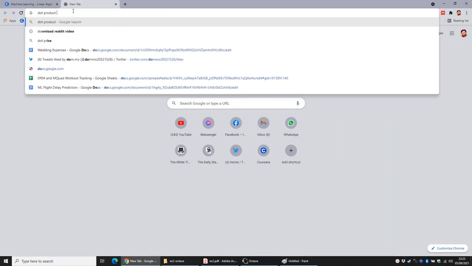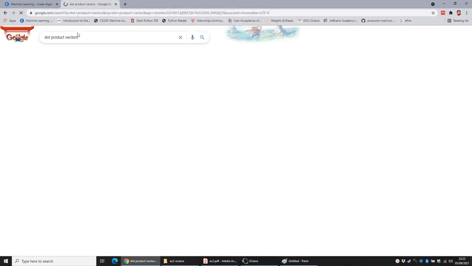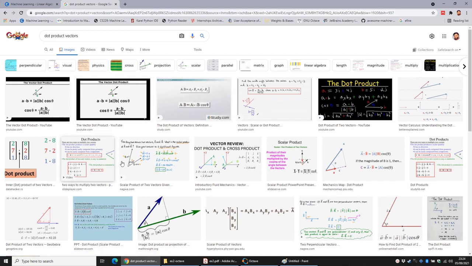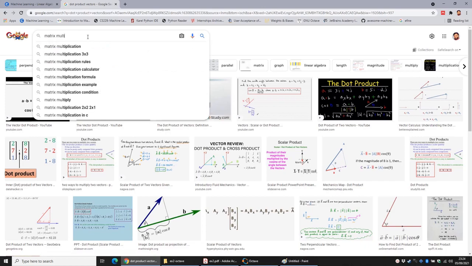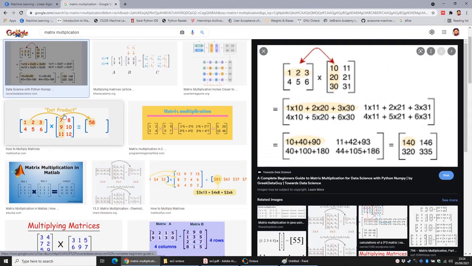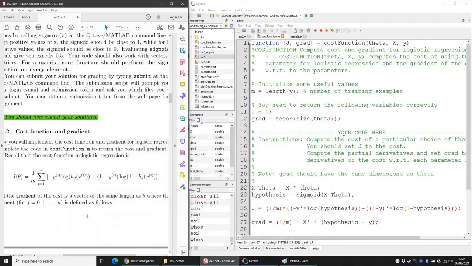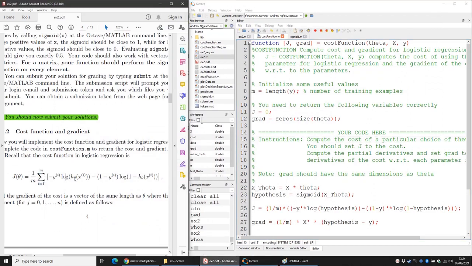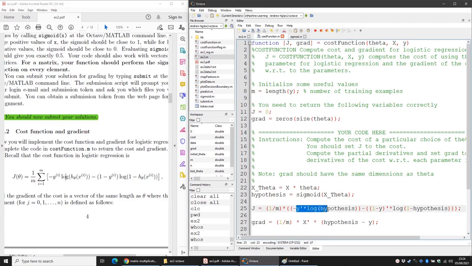Dot product vector. Okay, we'll go images. Well, not a dot product. Matrix multiplication is what we need. There we go. You see what's happening here? You go 1 times 10 plus 2 times 20 plus 3 times 30. There you go. That's the plus. That's the summation you're looking for. Fantastic, right? So we have the summation figured out through vectorization, but does this vectorization work?